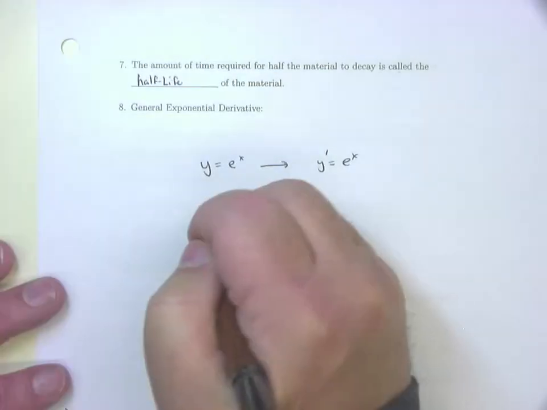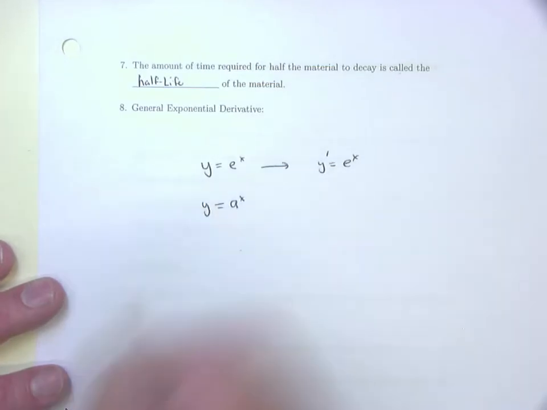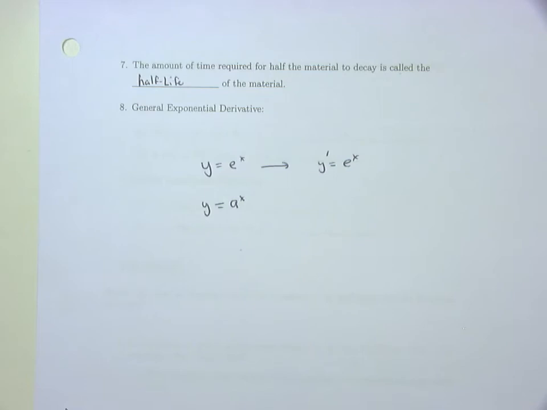But what if you have y equals a to the x? A different base. A base has to be positive, but you're studying something and you don't have that famous magic e, 2.718. You have something like 3 to the x or 17 to the x. You have a different base. It's still an exponential function, so there's a pattern.